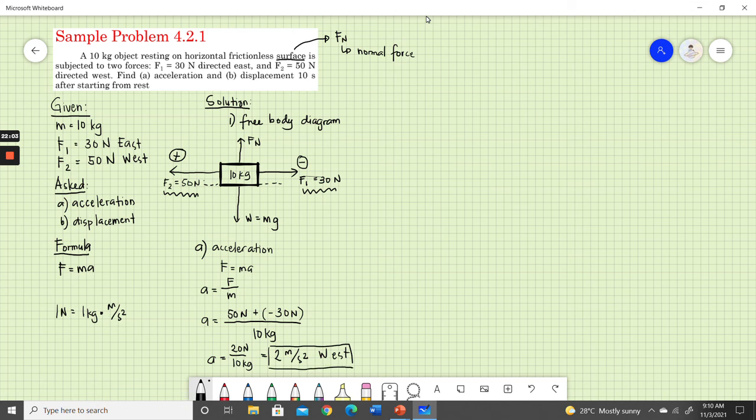Okay, I hope that is clear. Now let's move on to letter B. For letter B, we are looking for displacement. So when we're looking for displacement, this time we are considering kinematics.